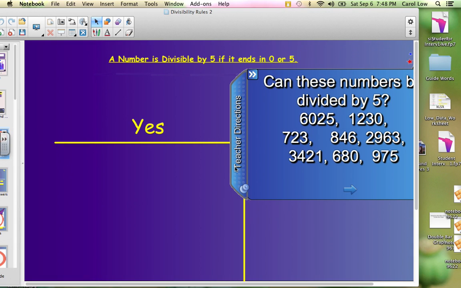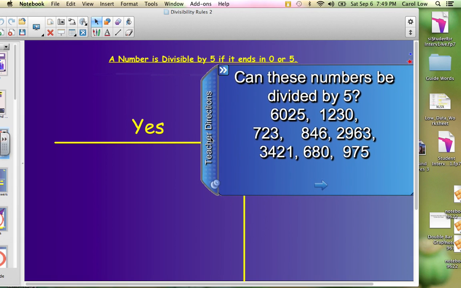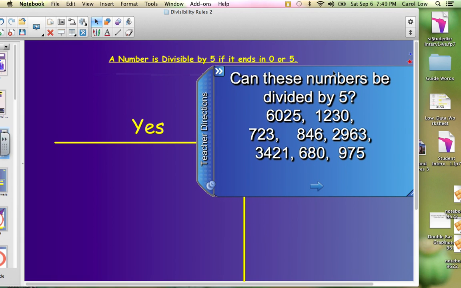Okay, so we are starting off with the number 5. Open your notebook in the vocabulary part and write down in the back: a number is divisible by 5 if it ends in a 0 or 5. Now look at these numbers. I'm going to pull this out a little bit farther. Decide, can they be divided by 5? Yes or no. This is the no column over here.